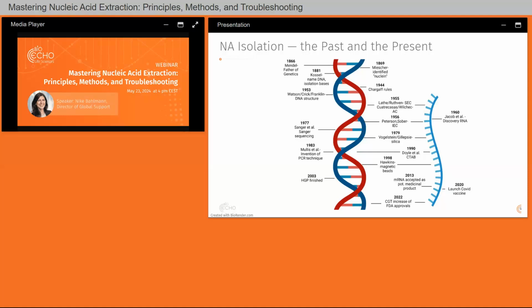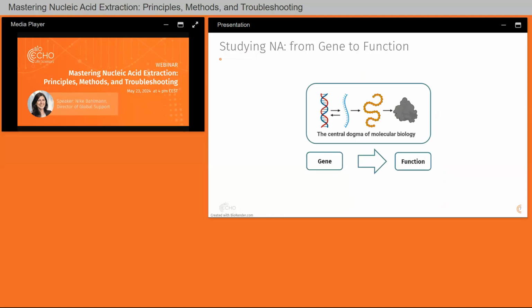So bringing me back: why is studying nucleic acids so important? As I said, it helps us to understand biology. It helps us to solve a biological question and also to use this, for instance, in medical treatment. A lot of methods we are using are based on nature, and it's important to understand how nature functions.